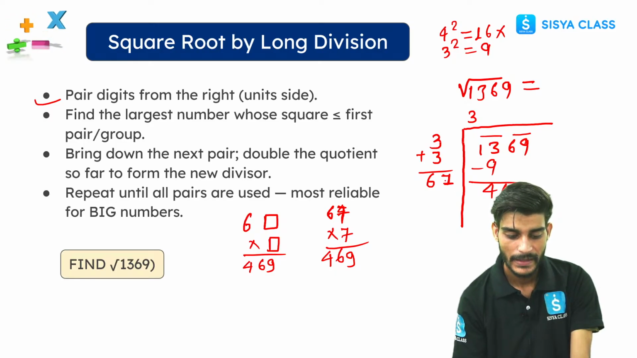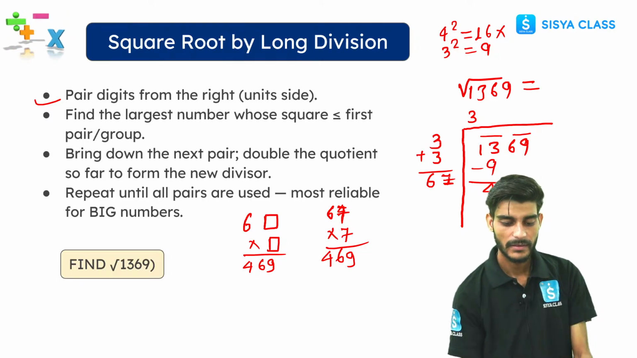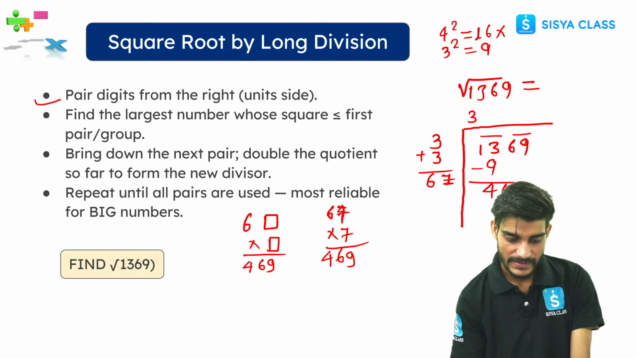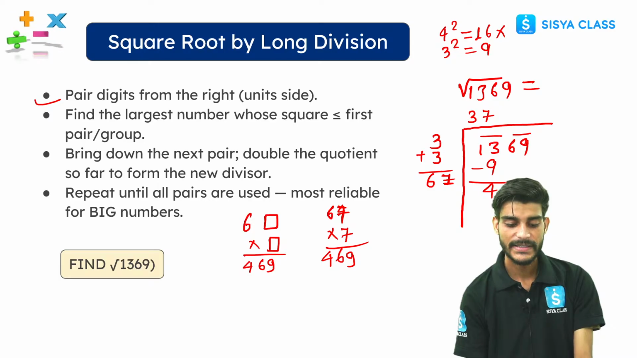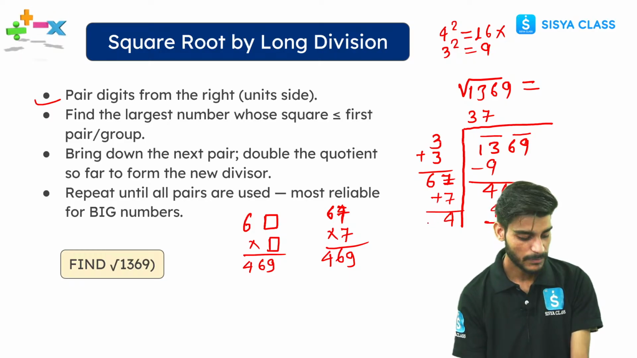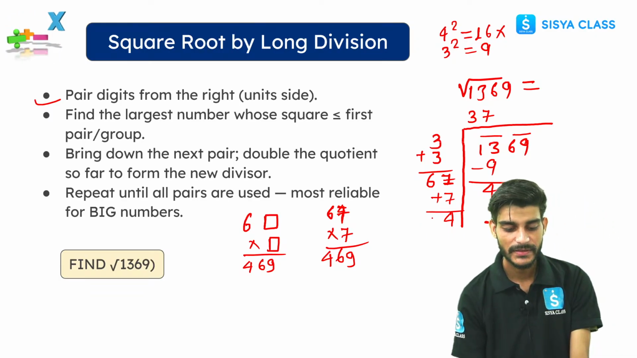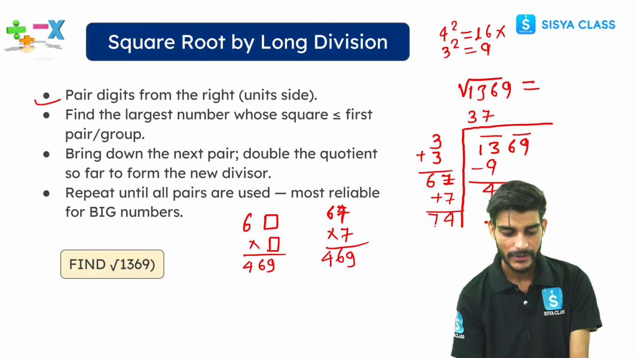Okay. This is a hit and trial method. So you have to think about a number. This is pretty simple. You will get it. So if you multiply 7 here, you have to write 7 also at the top. So 469, 67 into 7 is 469, which gives a remainder of 0. So if you add 7 at the bottom, you will get 7 plus 7, that is 14, 6 plus 1, 7, 74.